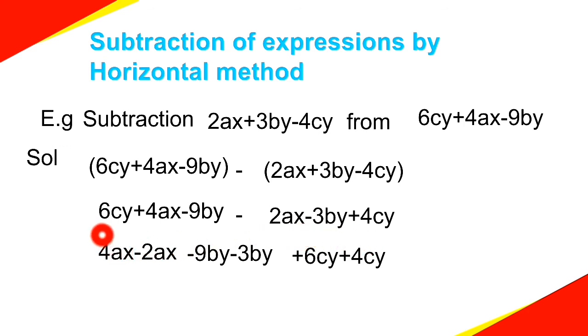Now here you can see 4ax minus 2ax. Here both the variables are same, but the constant terms differ. 4 minus 2, what can we get? Plus 2ax. Next minus 9by minus 3by. Both the variables are same, the constant terms differ, but the signs are same. So minus, 9 plus 3, so what can we get? Minus 12by. Here you can see 6cy plus 4cy: 6 plus 4, that is 10cy. What is the expression you got now? 2ax minus 12by plus 10cy. Okay.